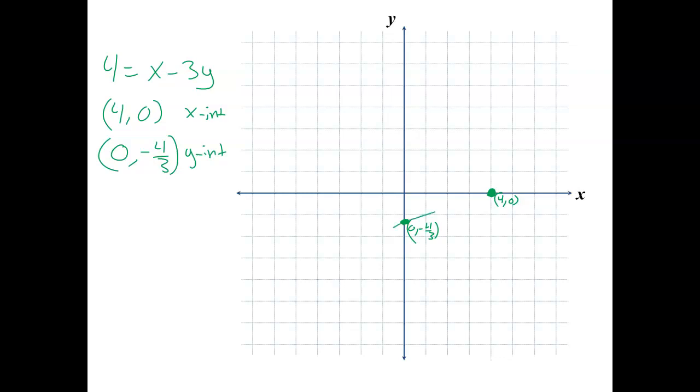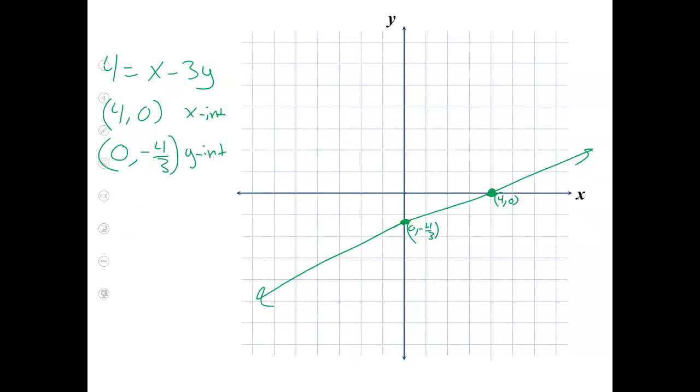Now I've got this line. It's really easy to make a mistake and accidentally forget a negative when I should have a positive, or the other way around. So what can I do to make sure that these points are in the right line? Pick a third point. Pick any x value that's not 0 or 4. Plug it in. Solve it. And see if it's in the right spot.